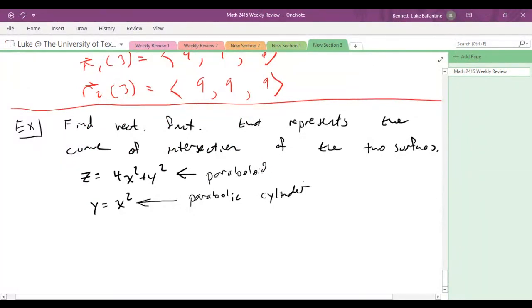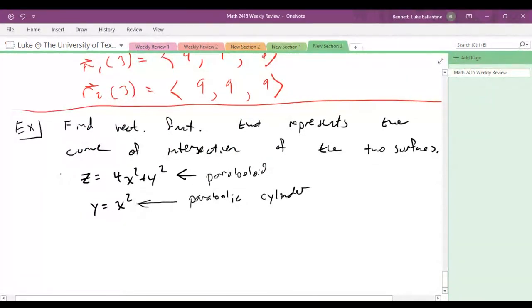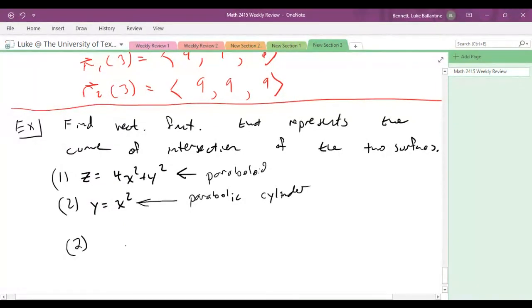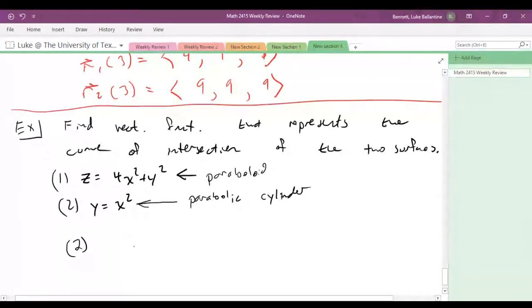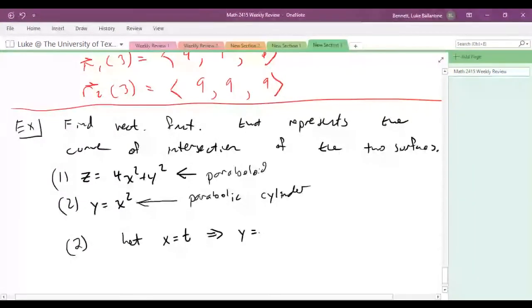So this equation 2 right here, y is a function of x. Y is a dependent variable. So from 2, I'm going to let x equal t. Then that implies that y is equal to what? If I plug in t, I get t squared. So now we have x is equal to t, y is equal to t squared.